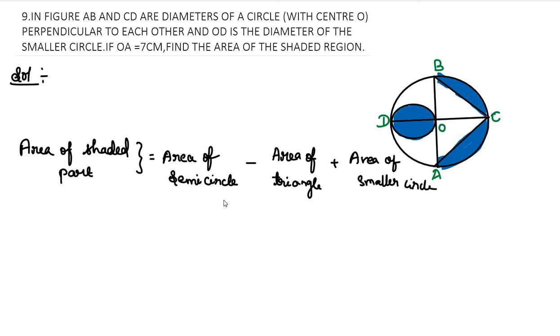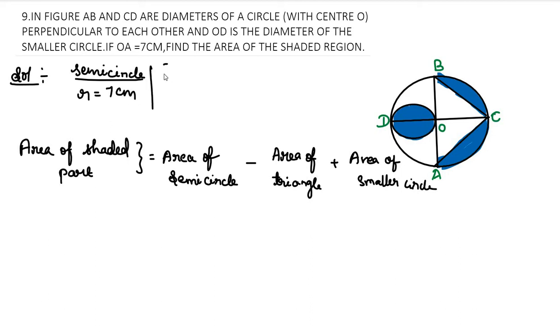Okay, first let us find the dimensions of all these things. What is the radius of the semicircle? Yes, the radius of the semicircle is 7 centimeter because it is given OA is equal to 7 centimeter. OA is the radius of this semicircle, right? So, radius is equal to 7 centimeter.